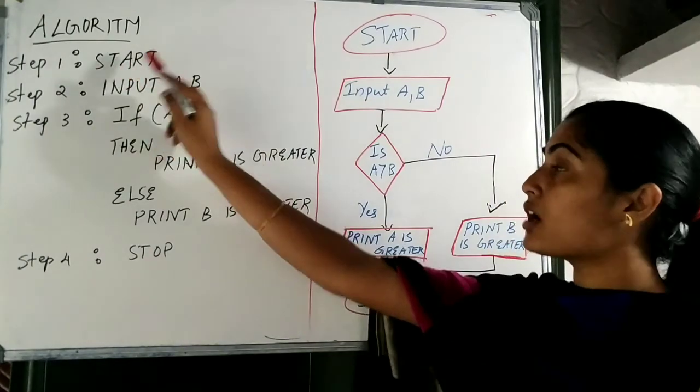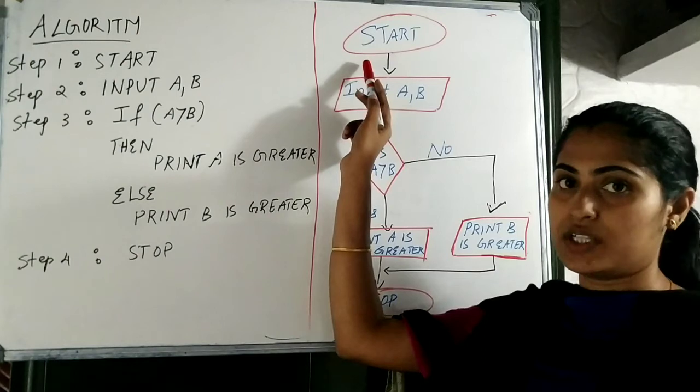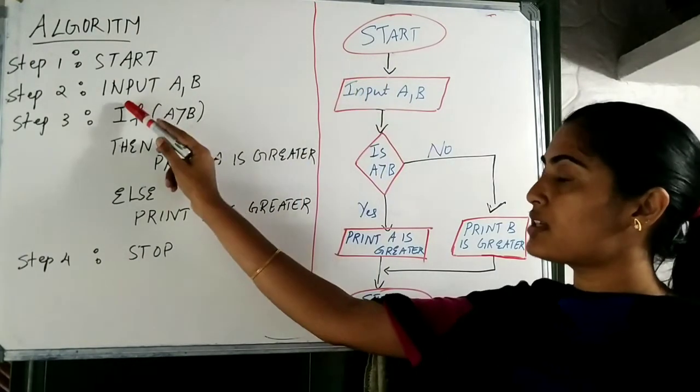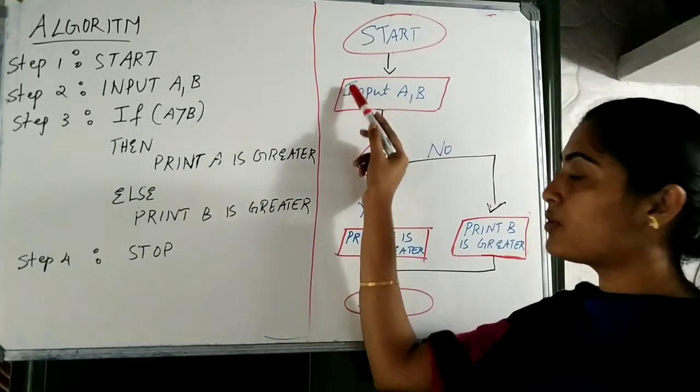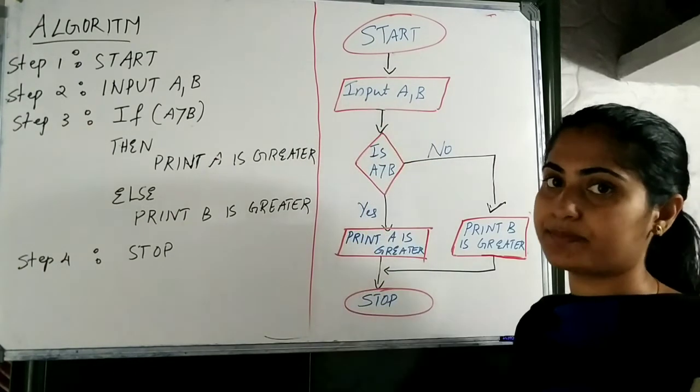First step is start. So my start symbol comes, which is inside an oval shape. Okay. Next one is step 2, which is input A comma B. For that I use a parallelogram. Inside that I will be writing input A comma B.